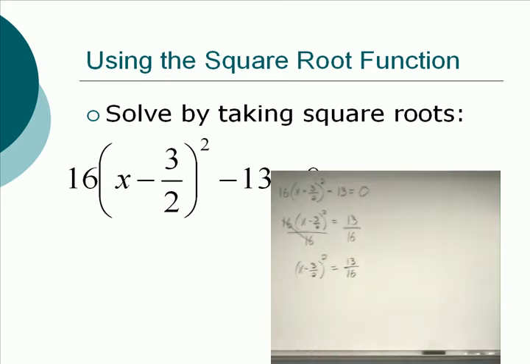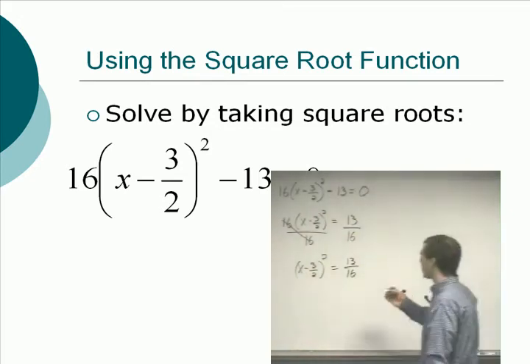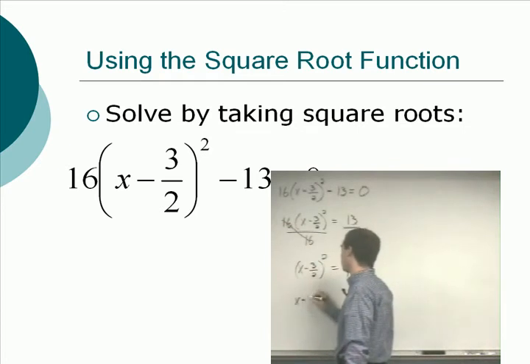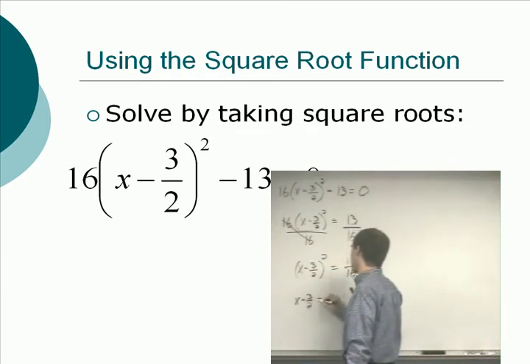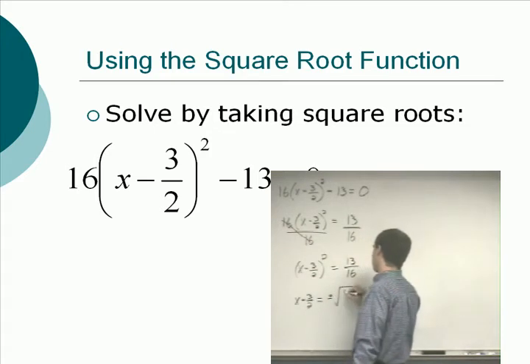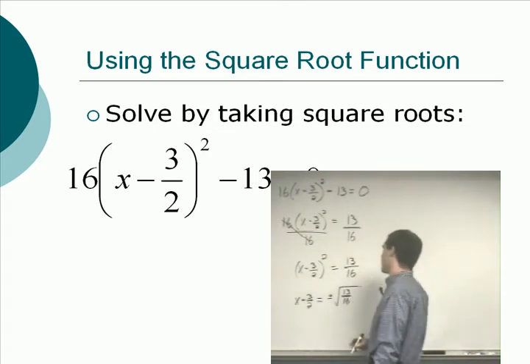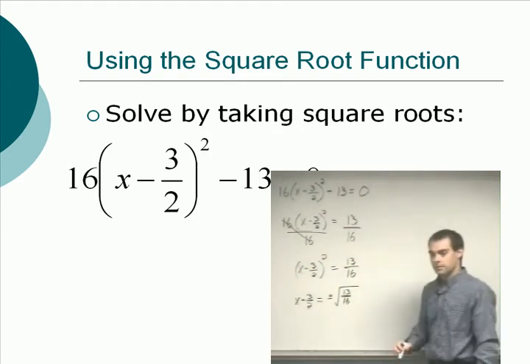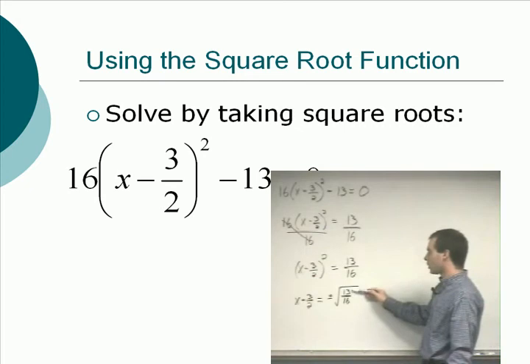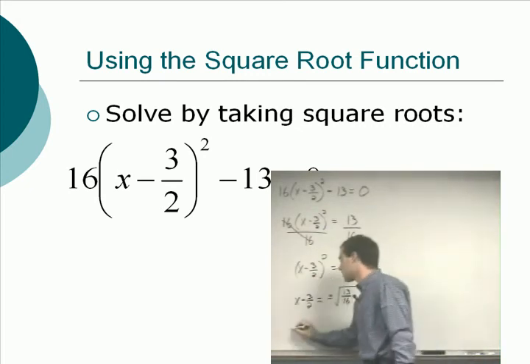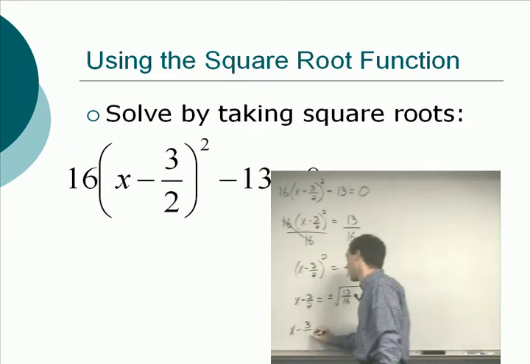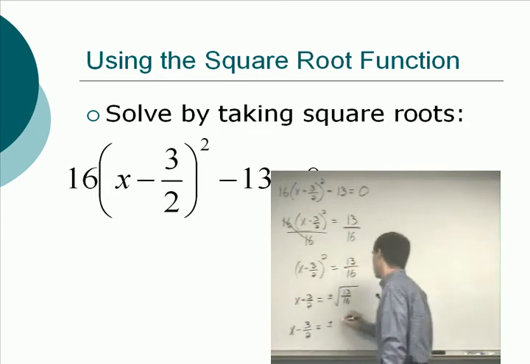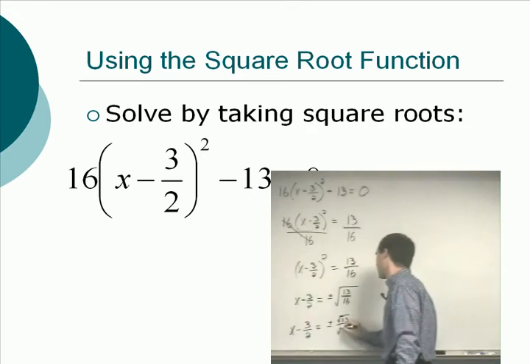All right. Well, now it looks just like the last example we did. So how do I crack open those parentheses? Take the square root of both sides. Square root of the left side is just going to be x minus 3 halves. Square root of the right side is going to be plus or minus the square root of 13 over 16. Exactly. The square root of a fraction is the same as the square root of the numerator over the square root of the denominator. I'm going to write that as a separate step, though it's not necessary. X minus 3 halves equals plus or minus the square root of 13 over the square root of 16.